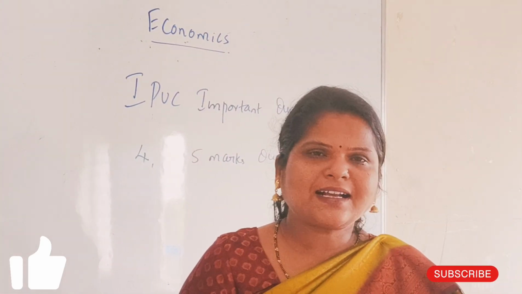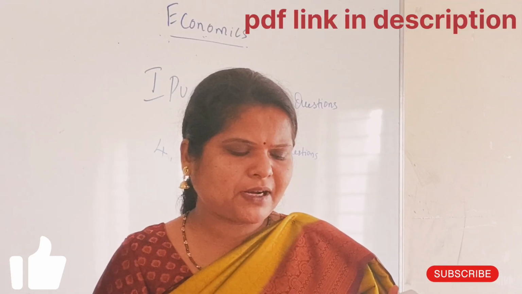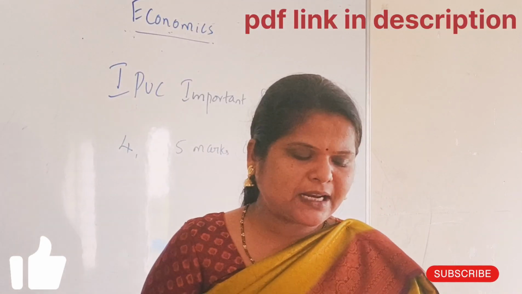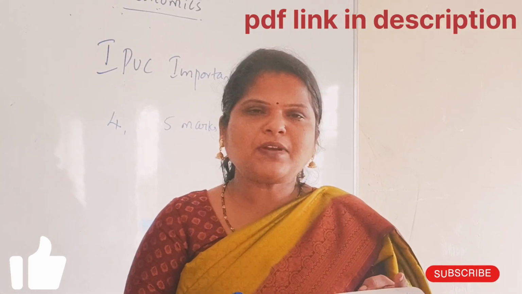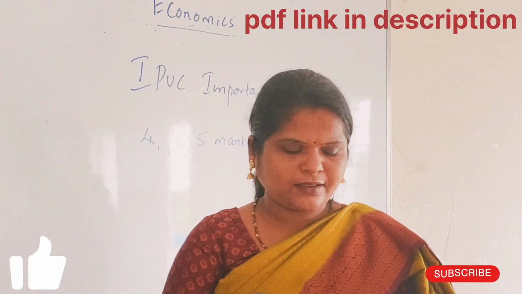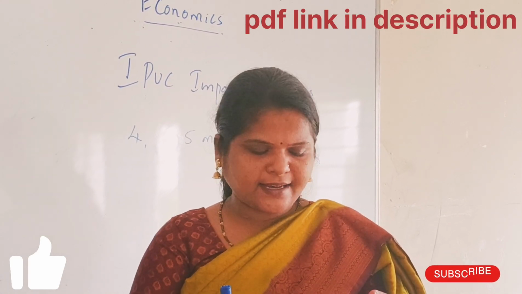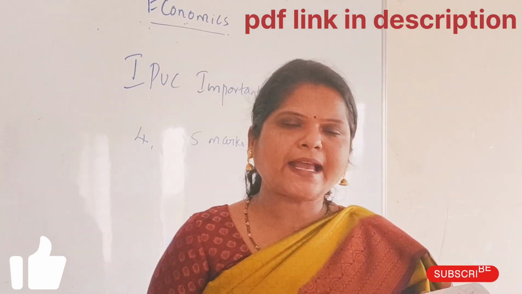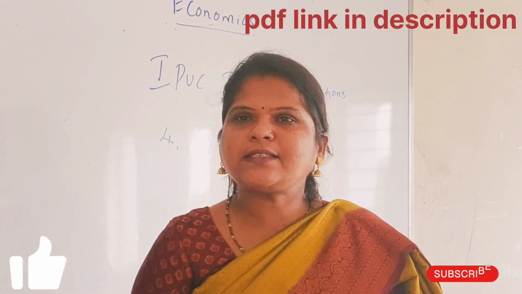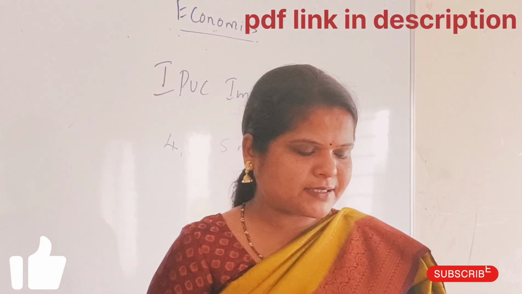The second chapter is collection of data. From this chapter, for 4 marks, the first question is, briefly explain sampling error, or write briefly about census and NSSO. And thirdly, what is random sampling? Explain briefly. Of these 3 questions, one question will be asked compulsorily.